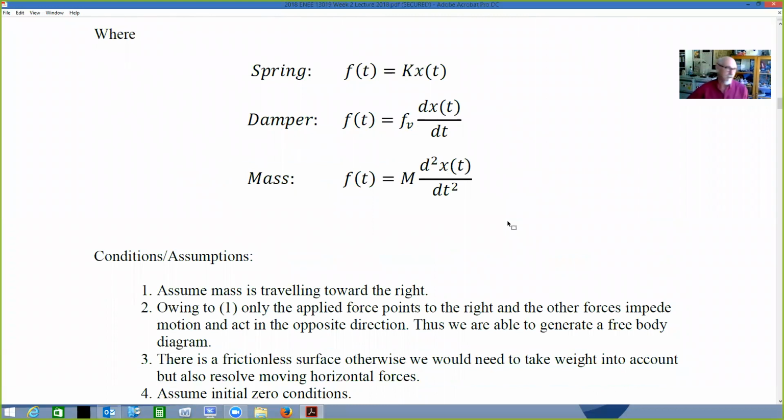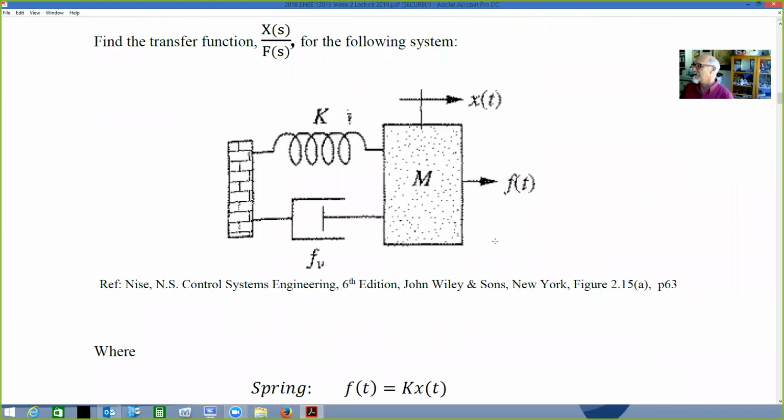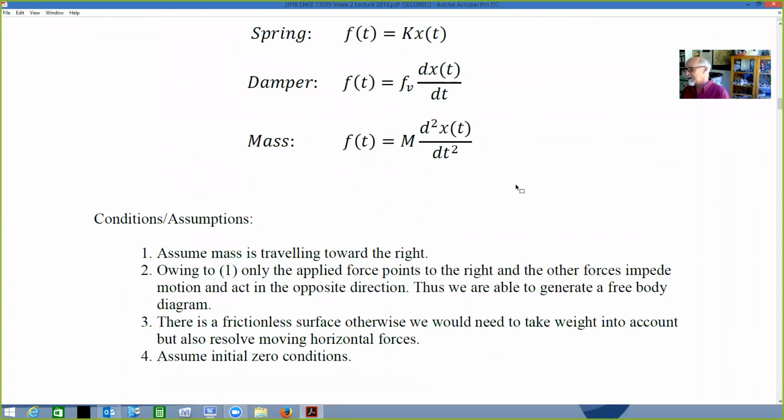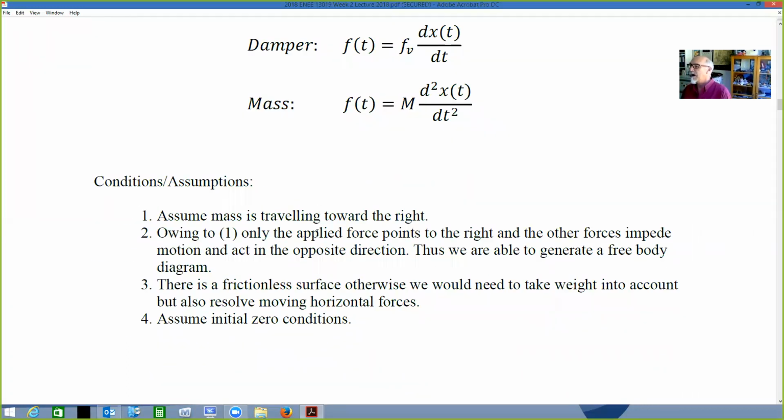The point of that is because it will help you with your free body diagram, and particularly with directions, because if it's that way, then that's the positive direction. So a sign convention is going to say that any value that you're measuring in that direction is positive. As it goes back in the other direction, that must be a negative distance or displacement. So that's exceptionally important. Now, owing to number one, only the applied force points to the right, and the other forces impede motion and act in the opposite direction. That's where we're able to generate a free body diagram.